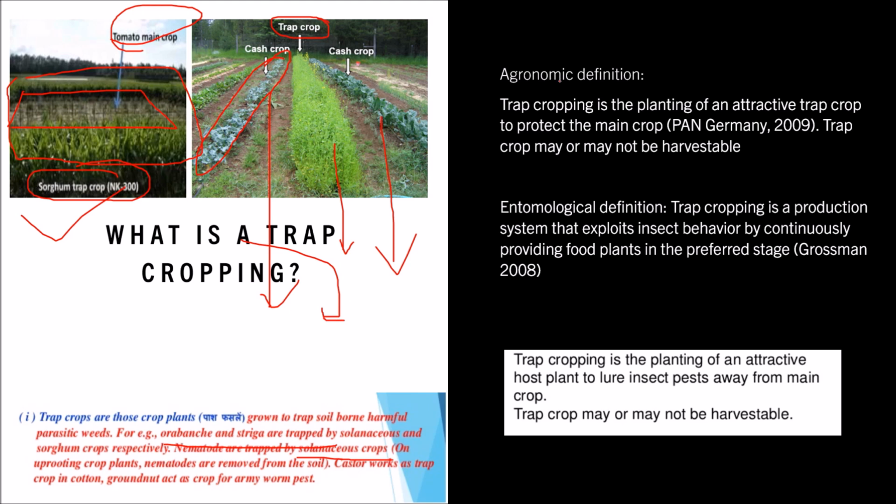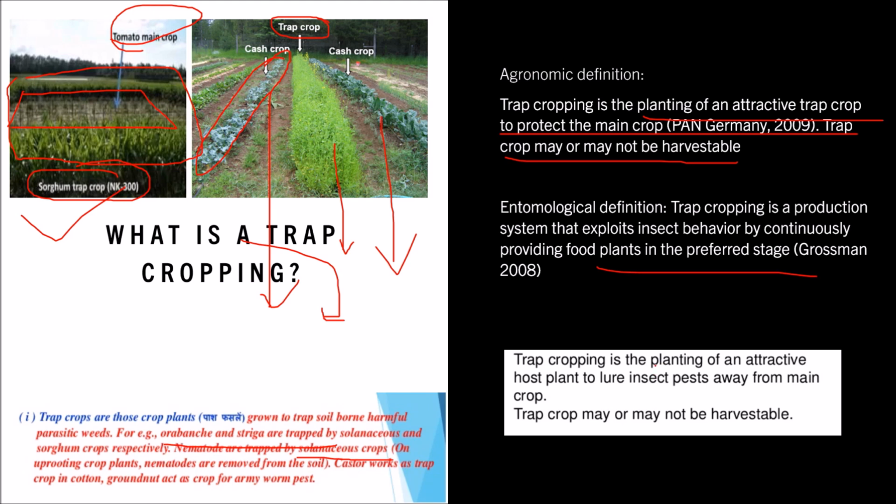The agronomic definition is planting an attractive trap crop to protect the main crop. A trap crop may or may not be harvestable. If we talk about the entomological definition, then a trap crop is a productive system that exploits insect behavior by continuously providing the food plants in the preferred stage.